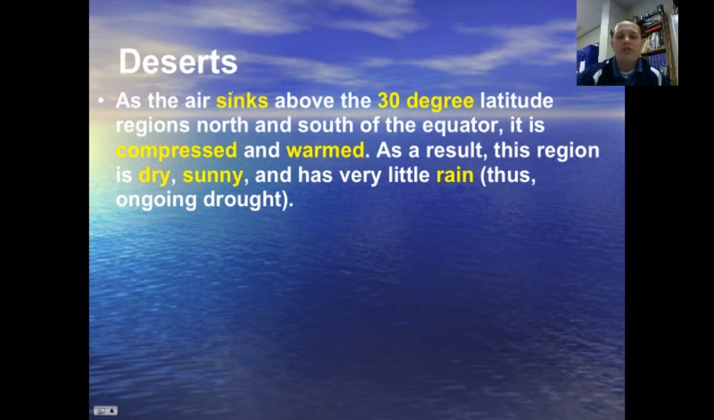So what would happen with the deserts is that air begins to sink when you finally get to about the 30-degree latitude when looking at a globe. The reason why it begins to sink is once you start to move yourself, or the air mass starts to move itself away from the actual equator, the temperature of the air is going to start to vary.